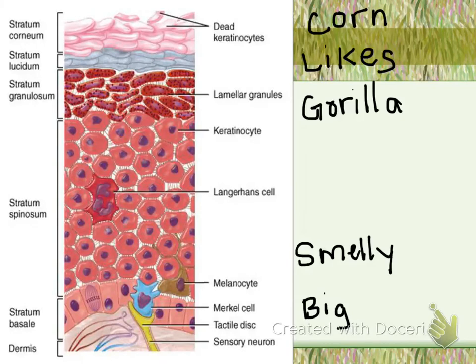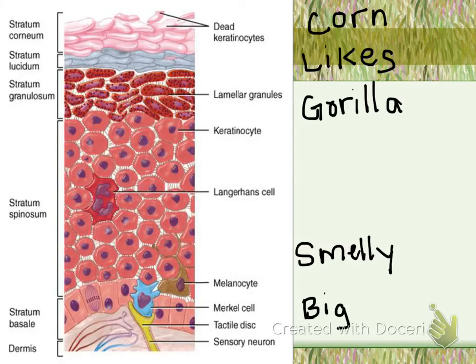Here's another diagram of the layers of the epidermis, and on the right I have a little acronym, a little phrase that can help you remember the layers. Remember, we are starting from the deepest layer, the bottom layer, and it goes: big is for stratum basale, smelly is stratum spinosum, gorilla would be stratum granulosum, likes would be stratum lucidum, and corn would be stratum corneum. So: big smelly gorilla likes corn.